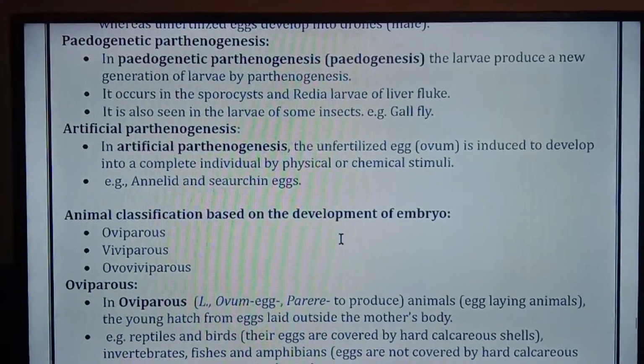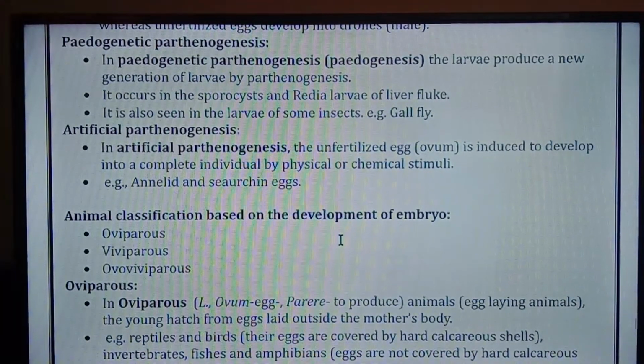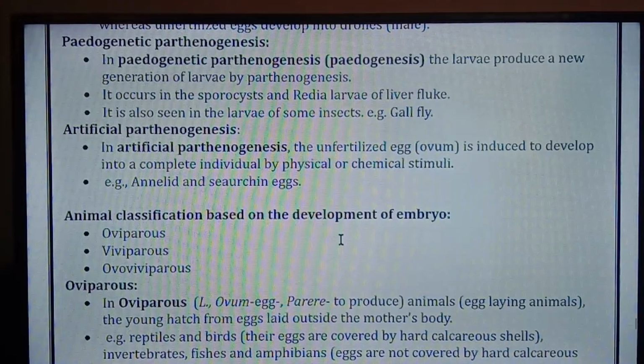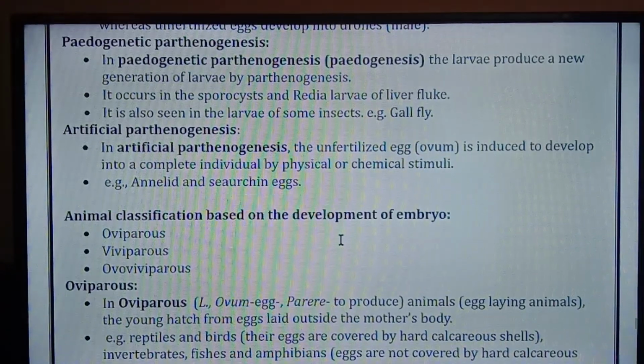Next we have the paedogenetic parthenogenesis. In the paedogenetic parthenogenesis, the young ones are the larvae. So larvae are the young ones which are emerging out of the parent. This larva at their younger stage itself, they will be able to produce the next generation, before they attain the maturity or the reproductive phase. Then it is called as paedogenetic parthenogenesis.